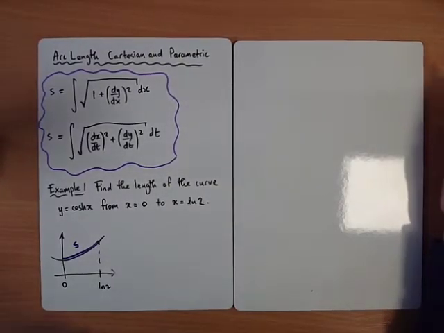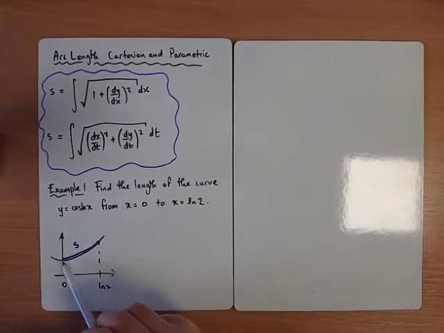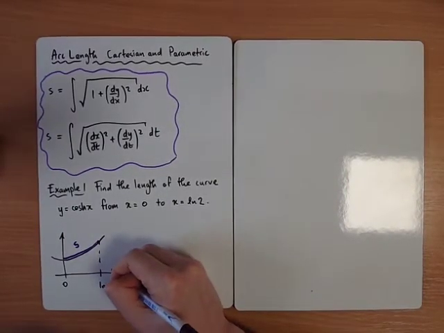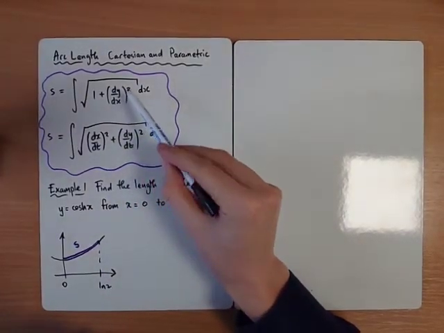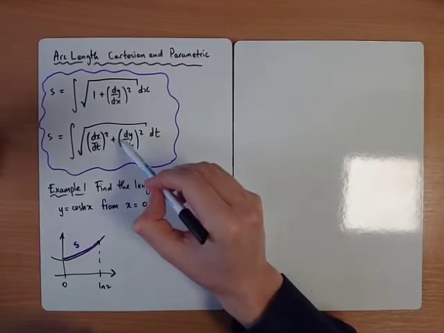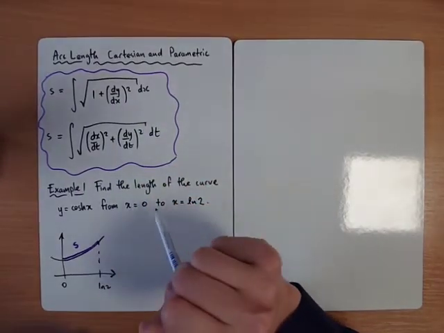In this video, we're going to take a look at how to use integration to find the length of a curve between two values. There's two types of questions we can get. We get both of these formulas in the booklet. It depends if it's Cartesian or if it's parametric. We're going to start with the Cartesian one.